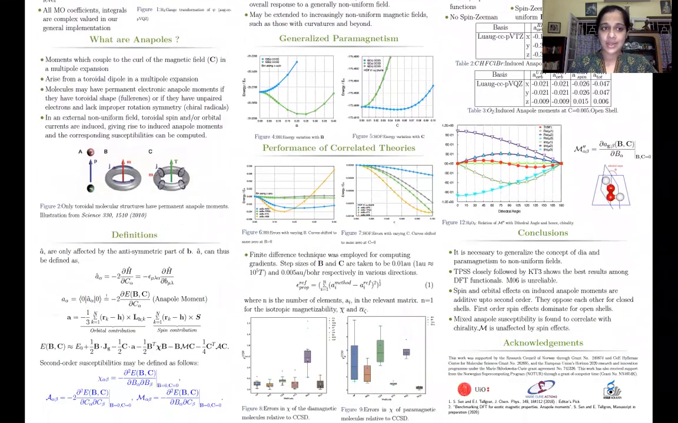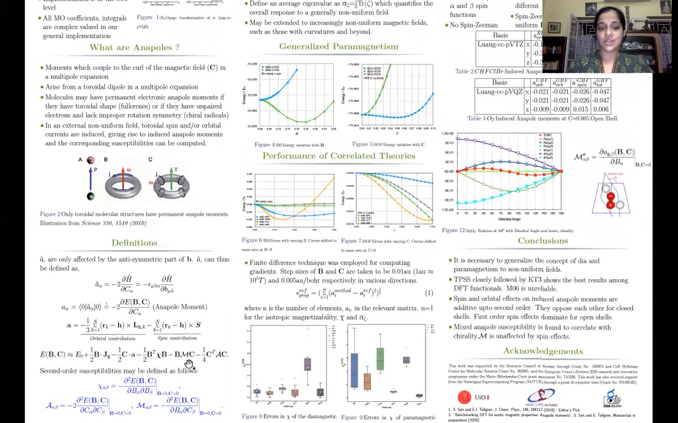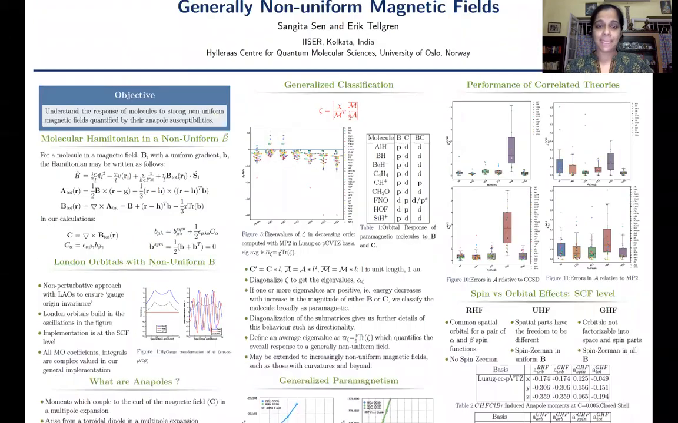Now, what are anapoles in general? They are moments which couple to the curl of the magnetic field C, and classically they arise from the meridional currents in a toroidal charge distribution. Very simply, the anapole susceptibilities can be defined as second derivatives of the energy, analogous to the magnetizability. So the magnetizability is with respect to B, and there are two types of anapole susceptibility: A, which is second derivative with respect to C, and the mixed anapole susceptibility, which is with respect to B and C.